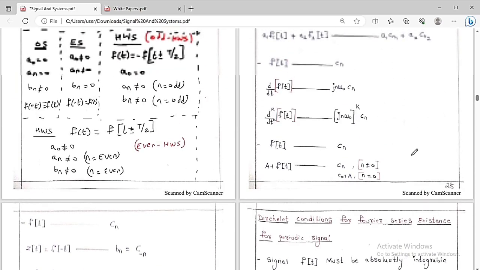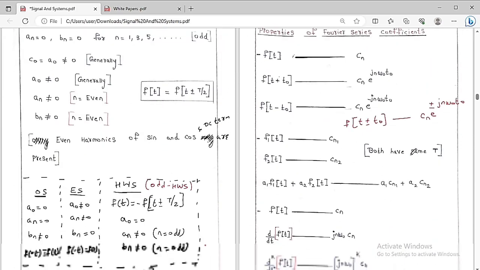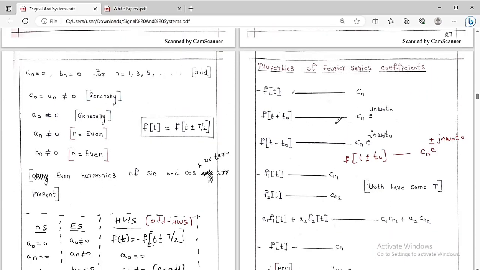So let me repeat this once again. I think I have gone very fast, but still let me repeat. Suppose for f of t the Fourier series coefficient is Cn, then for f of t plus or minus t naught, the Fourier series coefficient is Cn into e to the power of plus or minus j n omega naught t naught. So listen carefully.